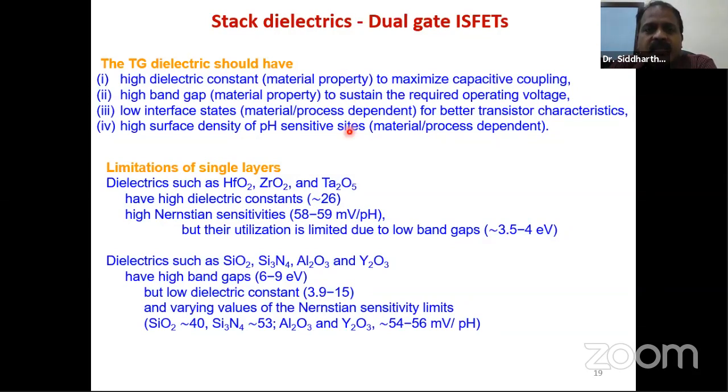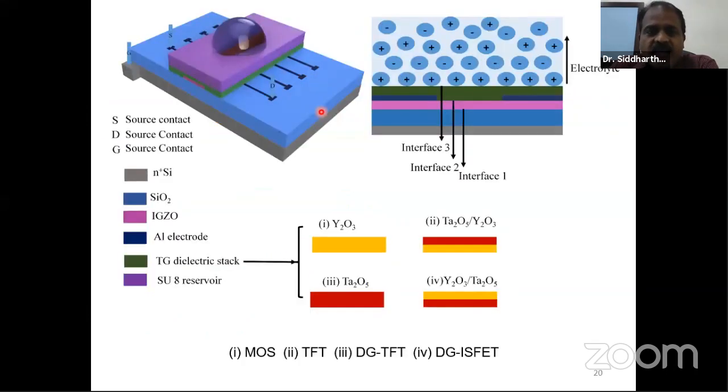The question is, if you cannot have a single material which satisfies all these requirements, then why use a single material? Why not use a stack of materials? Can we utilize a stack so that we get the best of the conditions and are able to satisfy these requirements? Having that in mind, we wanted to utilize different stacks.